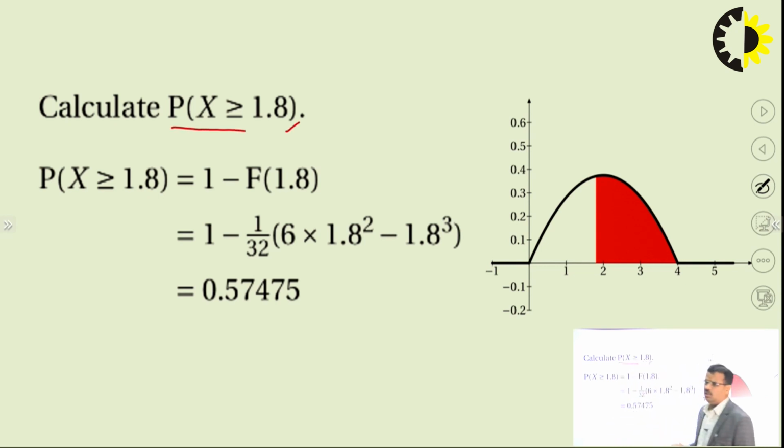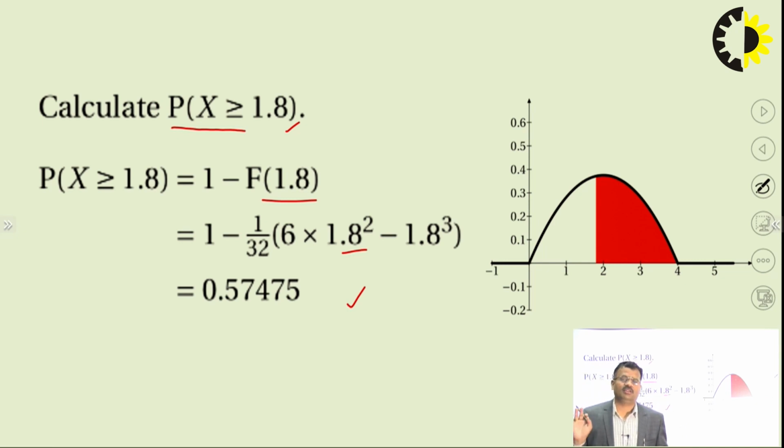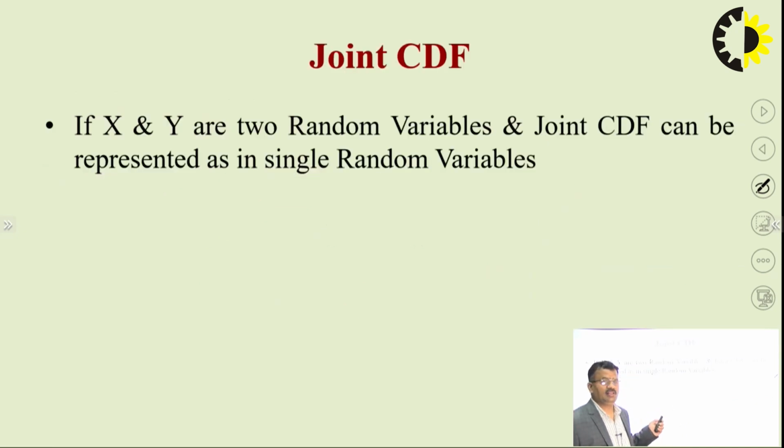How do you calculate it? You know the overall summation is equal to 1. So the value at 1.8 is 1 minus the CDF at 1.8. So 1 by 32, you put x equal to 1.8 here and you will get the value of this. In this way you can easily solve questions on PDF and CDF, and there are so many questions.